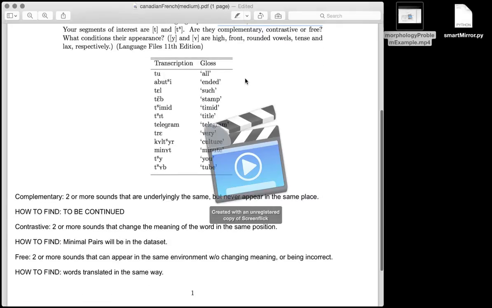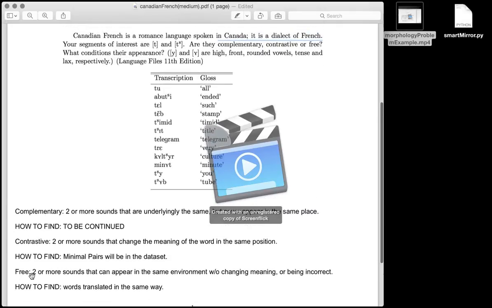Okay, we can quickly look through this data set and let's see if we can find any words that are free. As I've already said, though, there will not be any words that are translated in the same way. So we can just quickly run down the gloss side and we won't see any words repeated. So there are no sounds that are free. Contrastive would be minimal pairs. So we can look through this and we can see if there are any minimal pairs in the data set. And as you will see, there are no two sounds that are minimal pairs.